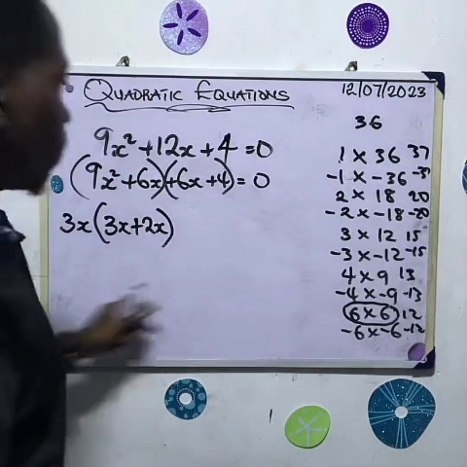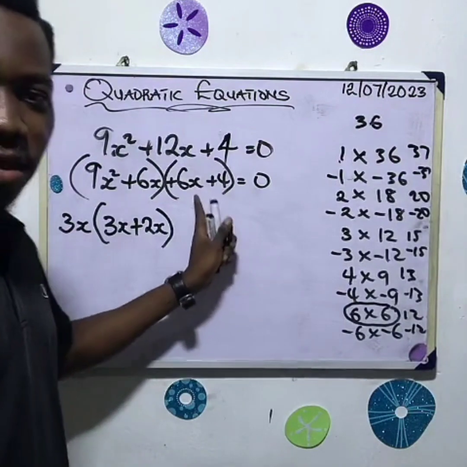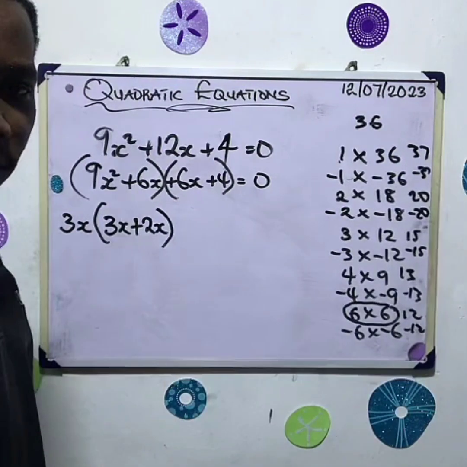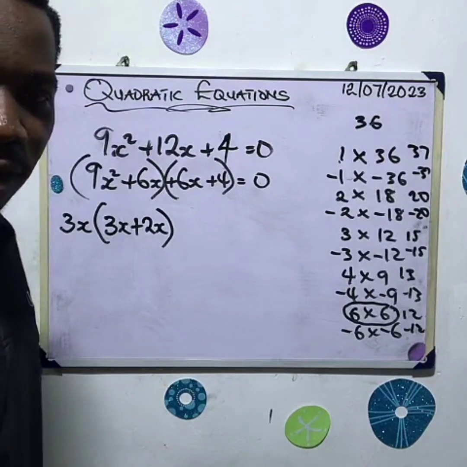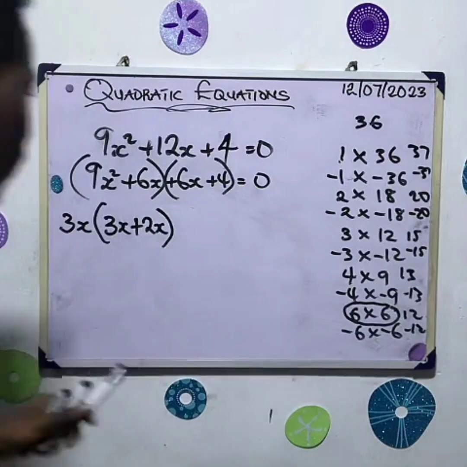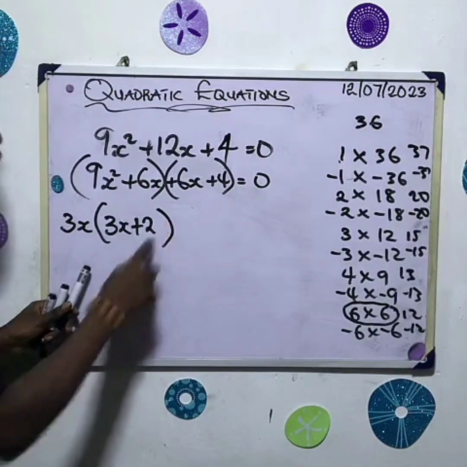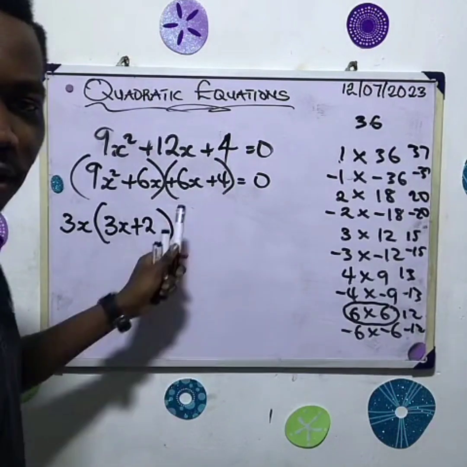Now over to this 6x plus 4. What's the highest common factor? 2. Bolex says no, it's wrong. Oh, thank you. 3x times 2 is 6x. 3x times 2, not 3x times 2x. Thank you. So what about this one?